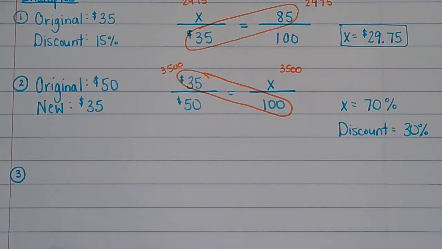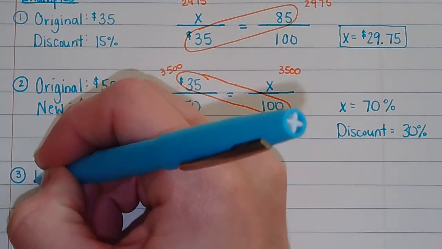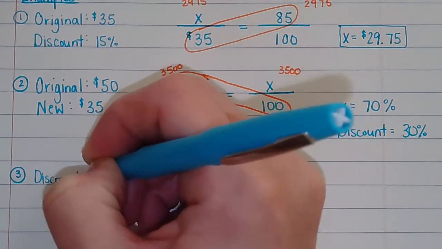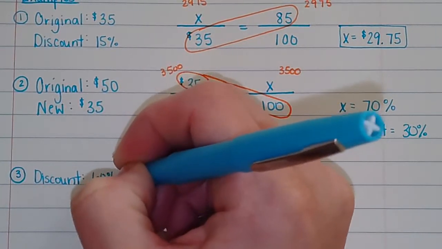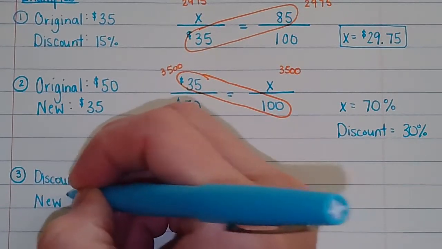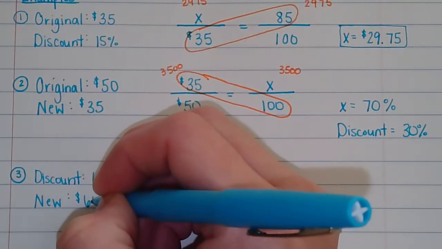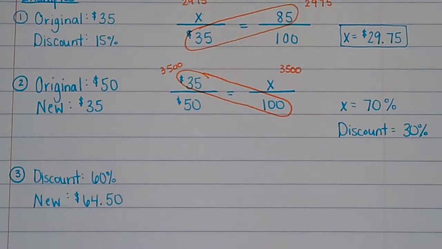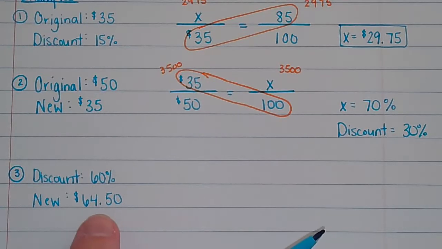Let's do this one. Let's do my discount is 60%. And then my new cost is $64.50. Okay, so before I do anything, I just want to notice if my discount is 60%, that's a big chunk of change. That's half of the price. So if you think about 64, half of 64 is 32.